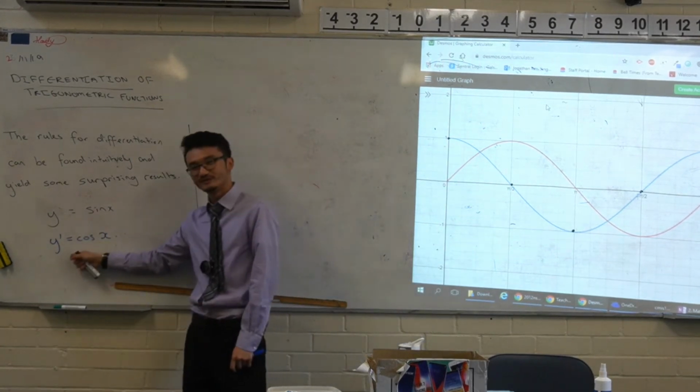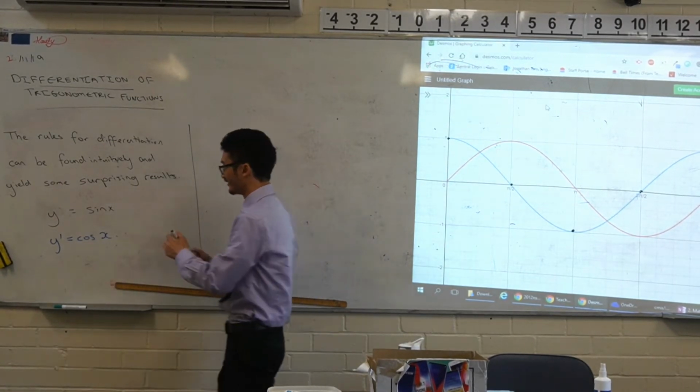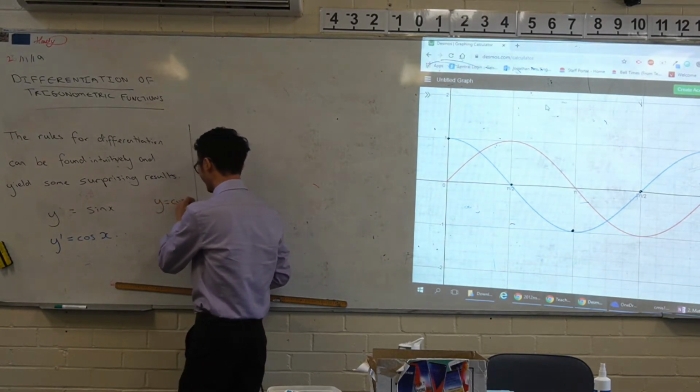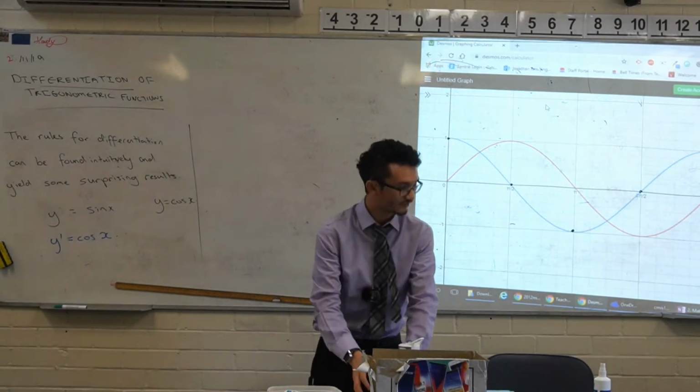Now I don't know if we've looked at this, but we can think about this in two ways. Let's first think about if I took y equals cos of x as my original function.